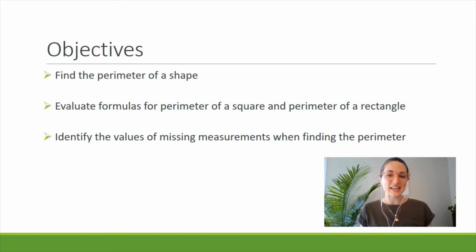By the end of this lesson, you'll be able to find the perimeter of a shape, evaluate formulas for perimeter of a square and perimeter of a rectangle, and also identify the values of missing measurements when finding the perimeter of an object. Let's get started.